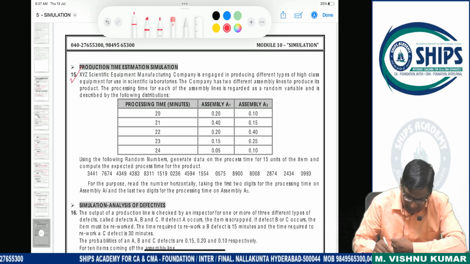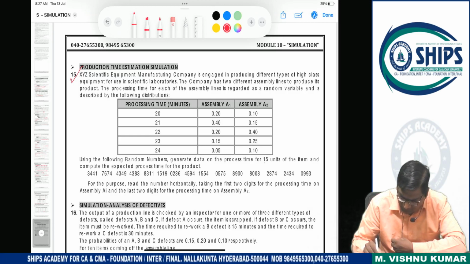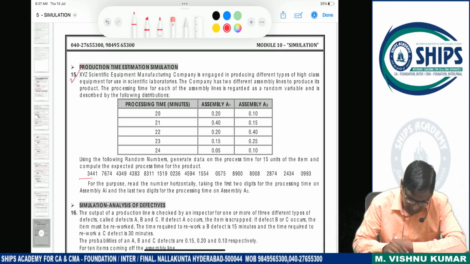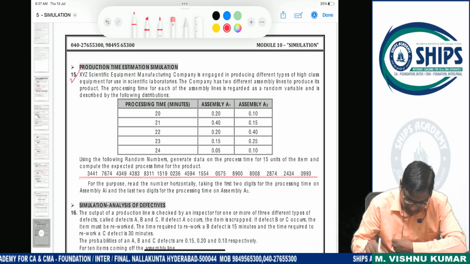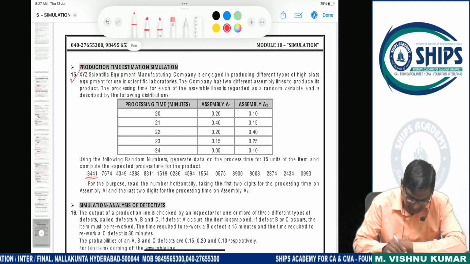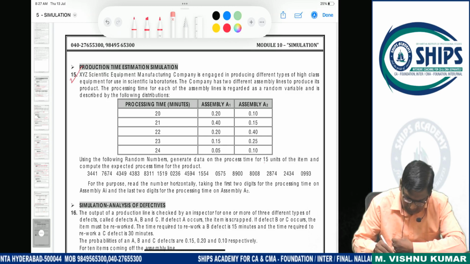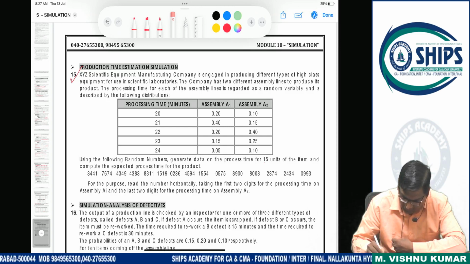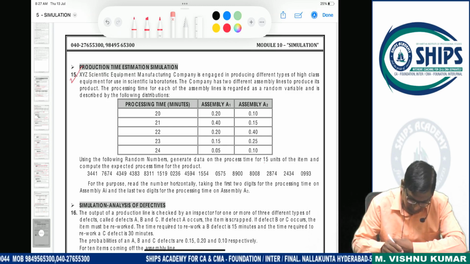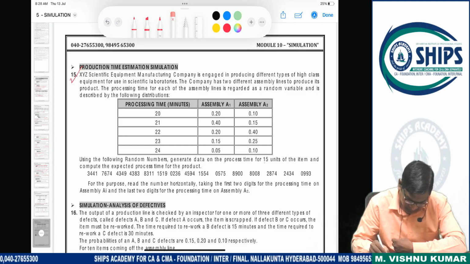Using the following random numbers, generate data on process time for 15 units of items. So 15 trials given. So this is 34 for A1, 41 is A2. So these are pairs. For the purpose, read the numbers horizontally, taking first 2 digits for processing time on assembly A1, last 2 digits for processing time on assembly A2.